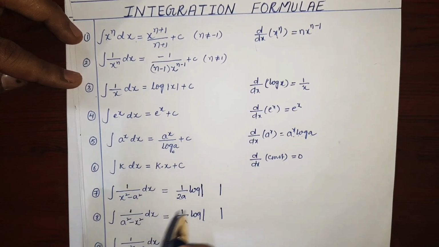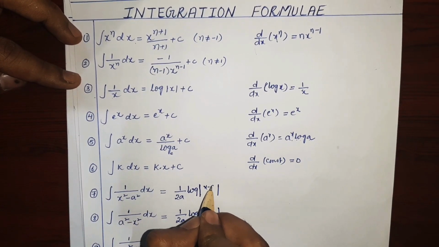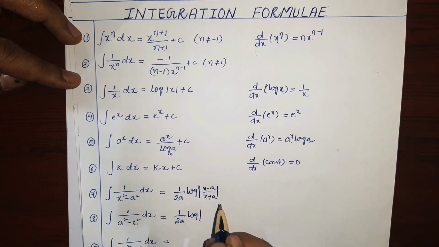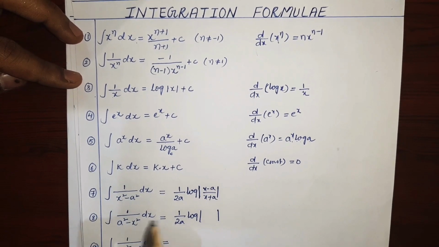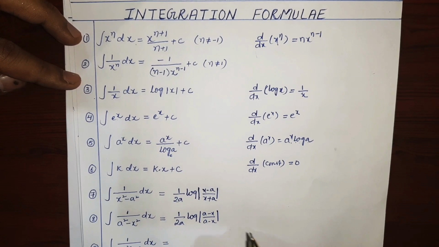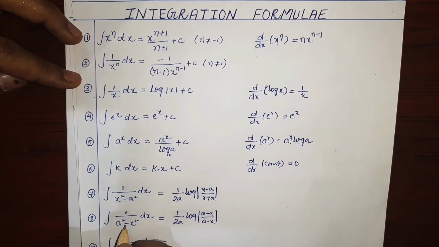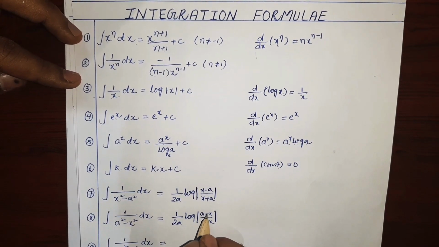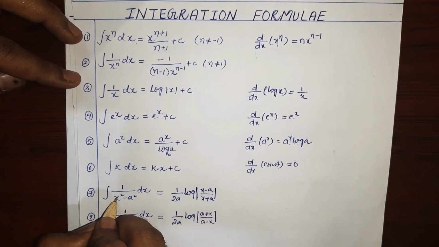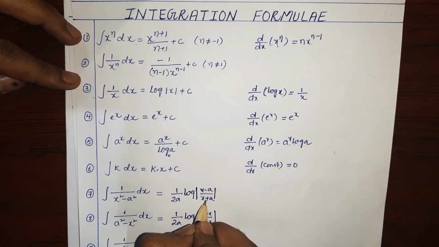X minus a is there now. So in the numerator I will write x minus a, and in the denominator I will write x minus a. In the numerator I will write a minus x, and in the denominator I will write a minus x. In this formula where a is coming first, I will write plus in the numerator. In this formula I will write plus in the denominator.